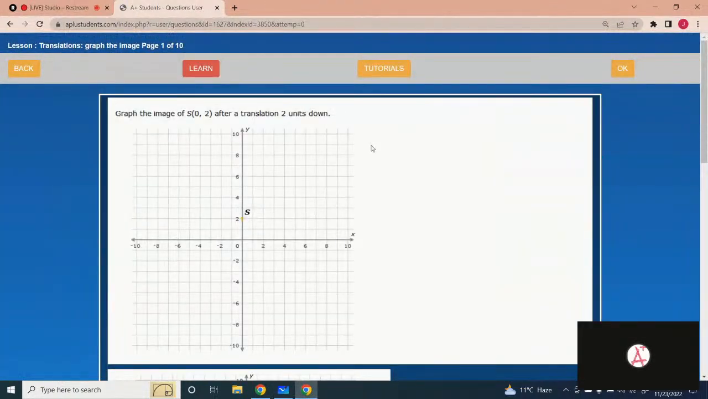Okay, the first one is graph the image S02, translate 2 unit down. 2 unit down means you have to subtract 2 from the y-axis. Got it? Because when you move up and down, the value of the y coordinate is changed. So 2 unit down means you have to subtract 2 from the y-axis. So that means the new value is S00.